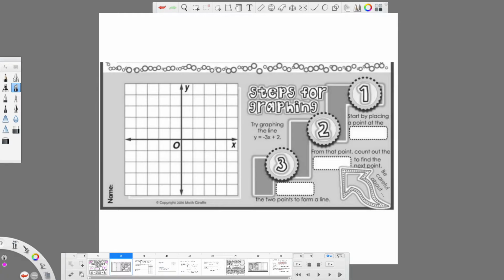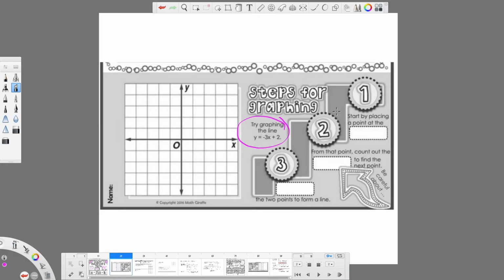So we're going to just do a couple of things here. So this is the steps for graphing an equation. So first, remember that it is, and I think I put this, oh, it's down here. Sorry, I was trying to look for it. It was on a slightly different place on my teacher notes. So graphing, we're going to try graphing the line y equals negative 3x plus 2. So here's what we're graphing.